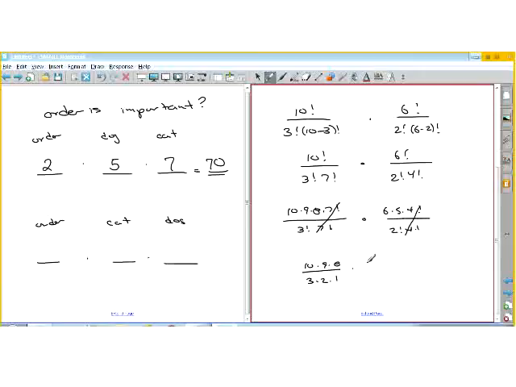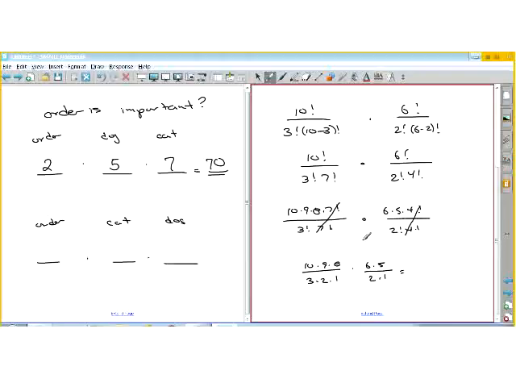That's 3 factorial. And 6 times 5 times 4. I actually don't need the 4 because I can cancel that out. 6 times 5 divided by 2 factorial, which is 2 times 1. And you can simplify that, or you can just multiply it out.